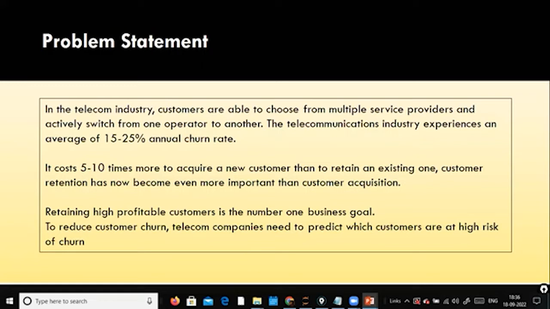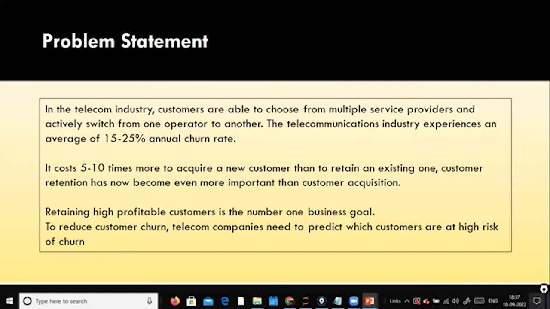So what is the point in acquiring new customers if our existing customers massively walk out? There is no point in acquiring customers and then allowing them to leave your business. That is not the right approach. Hence, retaining highly profitable customers is the number one business goal. To reduce customer churn, telecom companies need to predict which customers are at high risk of churn. So in this project, we will analyze the customer-level data of a leading telecom firm and build predictive models to identify customers at high risk of churn.